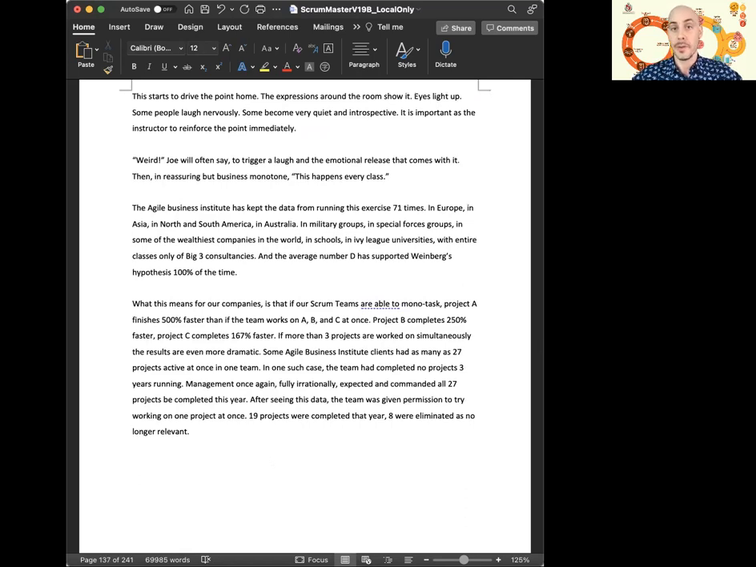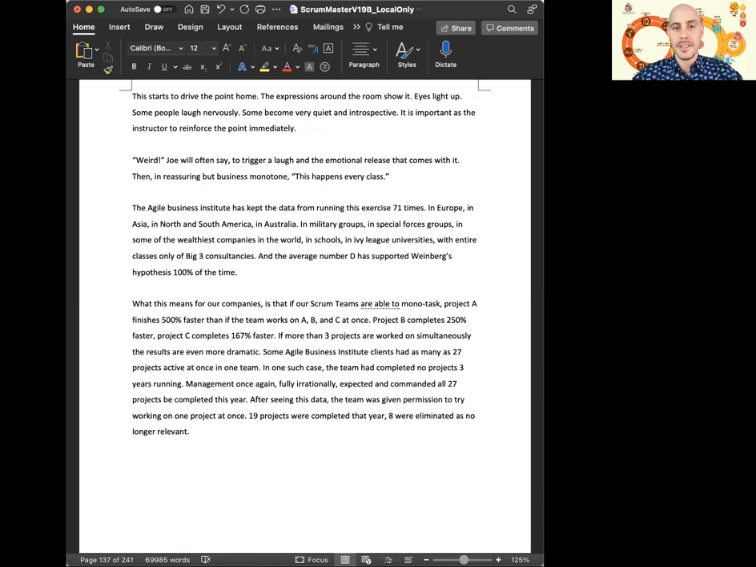The expressions around the room show it. Eyes light up. Some people laugh nervously. Some people become very quiet and introspective. It is important as the instructor to reinforce the point immediately. "Weird," Joe will often say, to trigger a laugh and the emotional release that comes with it. Then, in reassuring but business monotone, "this happens every class."